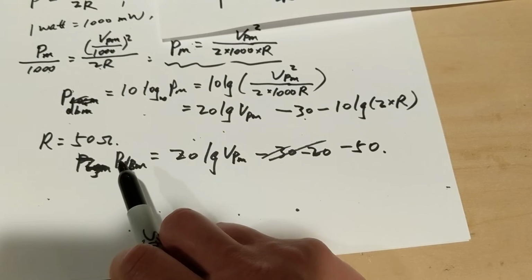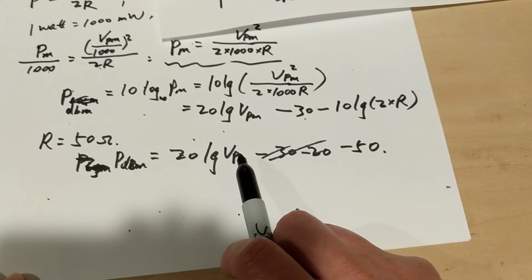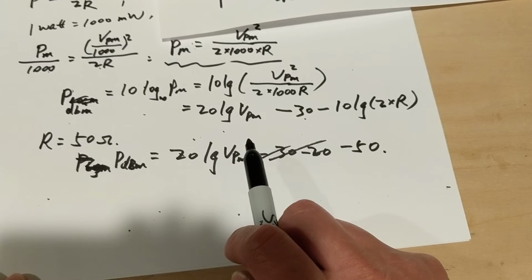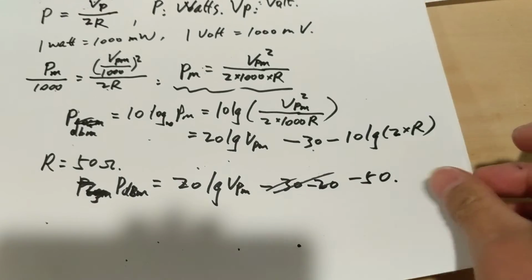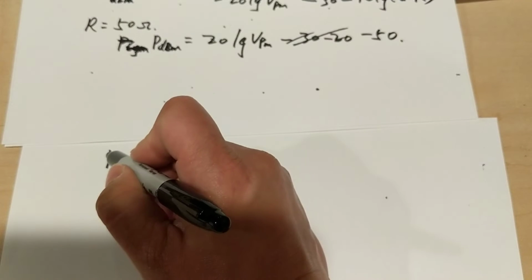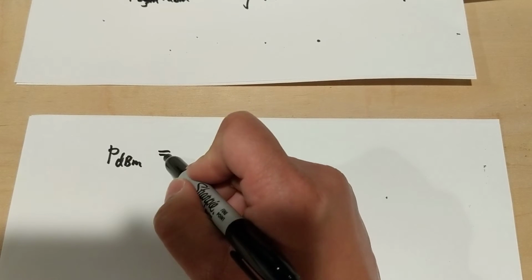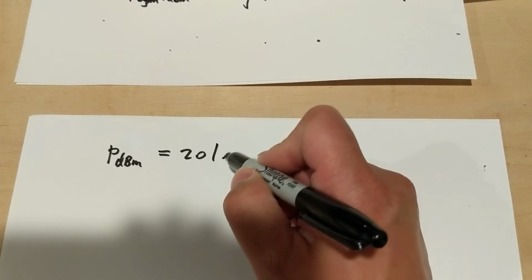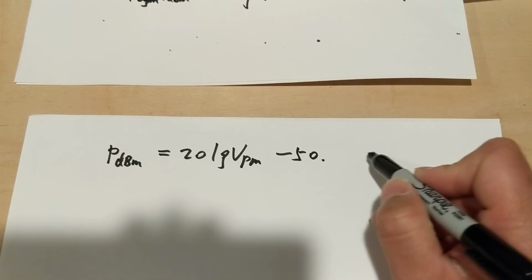Okay, so now we get the relation between dBm and the peak voltage. dBm is in milliwatts, and V_pm is the peak value in millivolts. So we got this equation. Now let's put it into some real use. Let's write it again: P in dBm equals 20 times log V_p in millivolts minus 50.